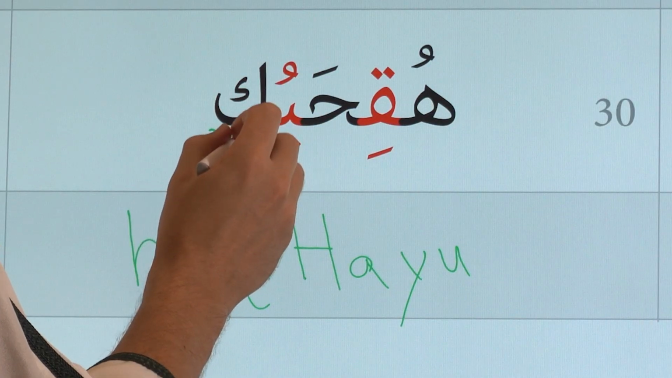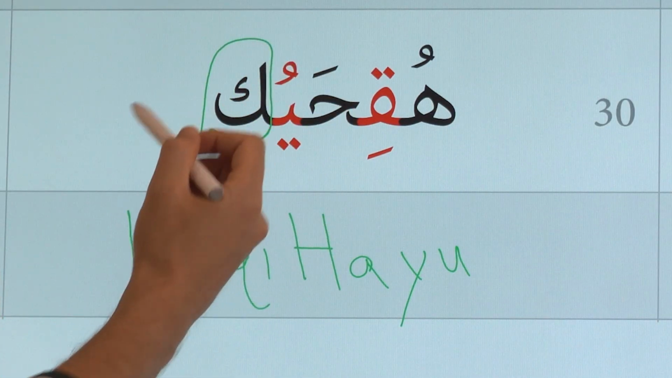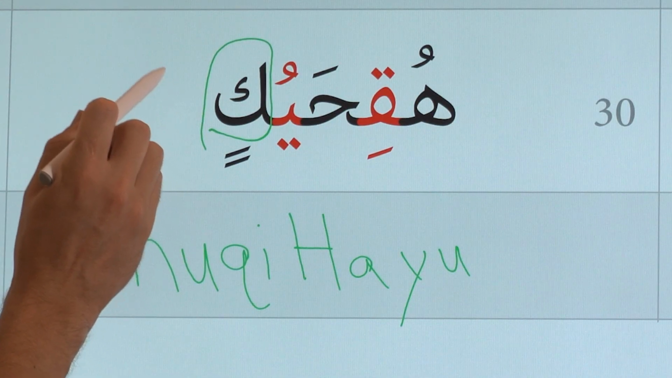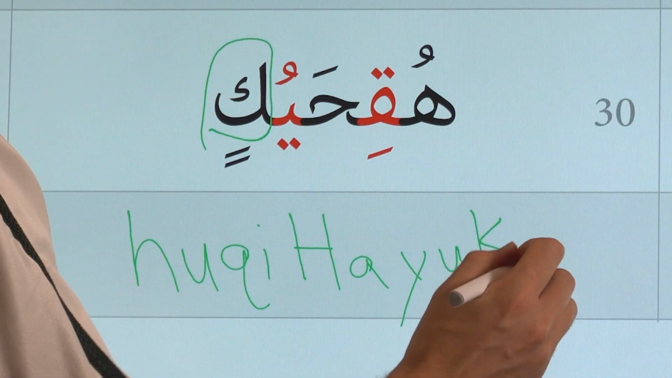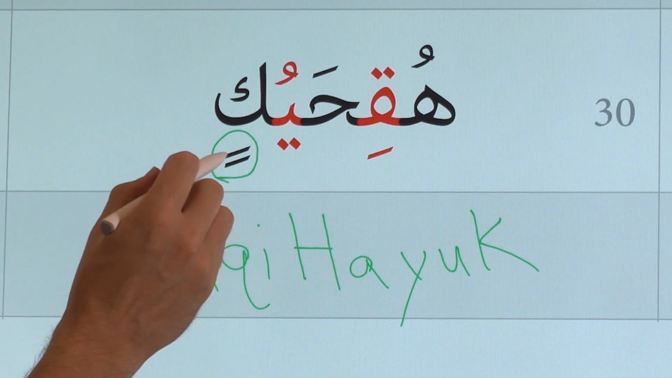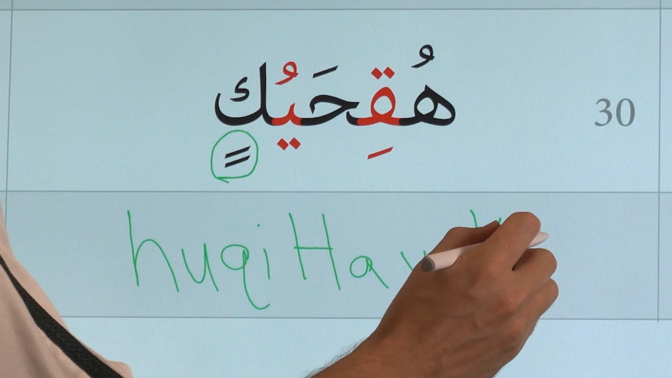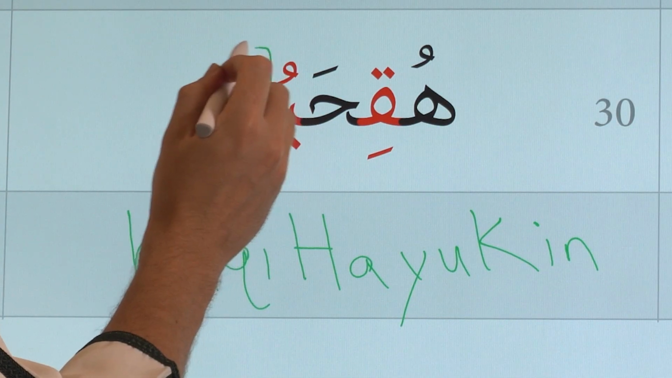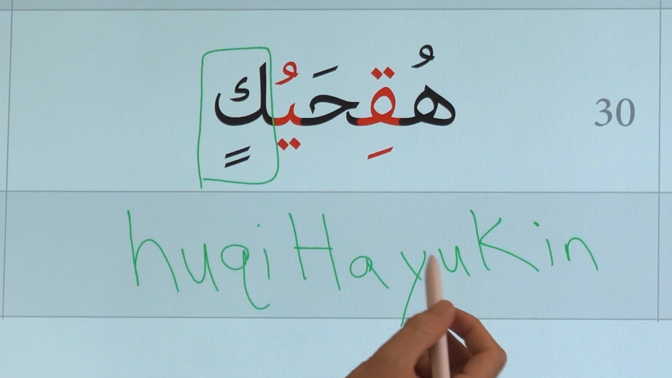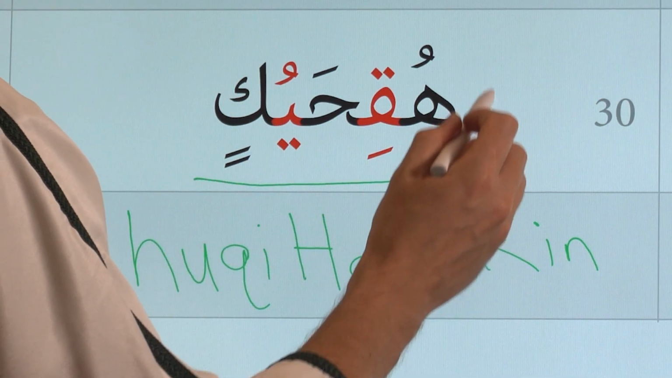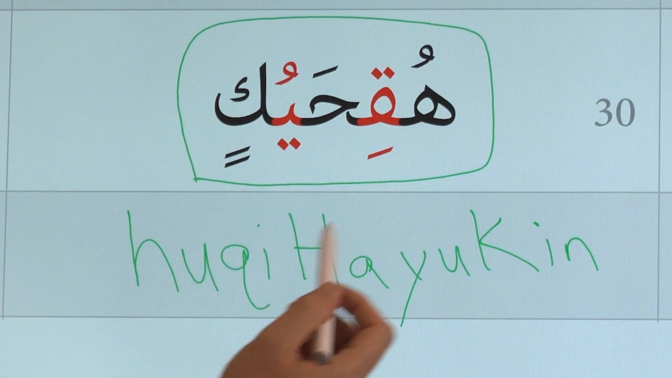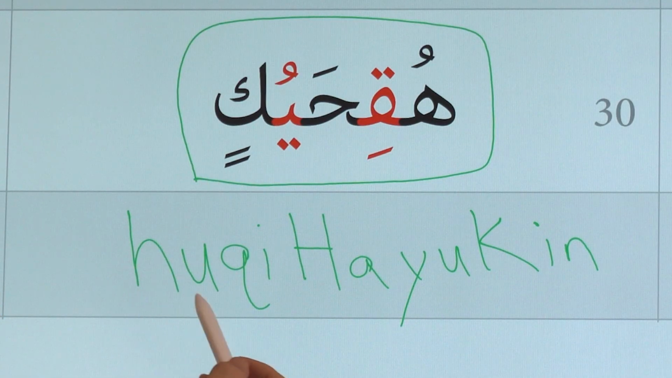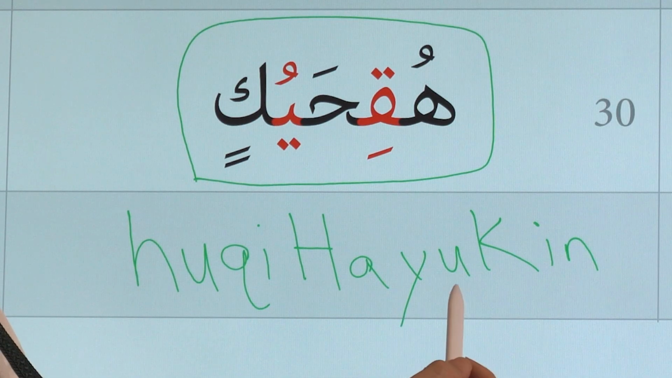And finally, ending a connection, we see this hook shape coming down with a little lightning bolt in the middle, meaning this is the letter Kaf. So we're going to write a K for the letter Kaf. And beneath the letter Kaf, we find two Kesras. So we write an I for the first Kesra and N for the tanween. So the Kaf with tanween Kesra would be pronounced Kin. Finally, if we pronounce all these letters and harakat together, we would say Hu, Qi, Ha, Yu, Kin.